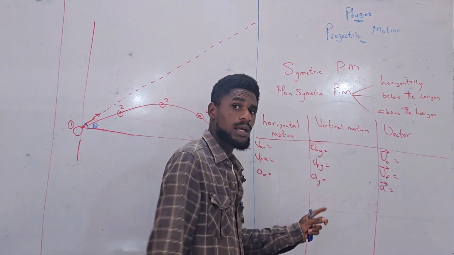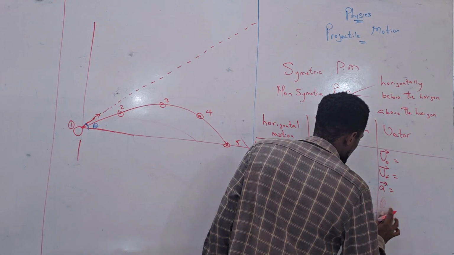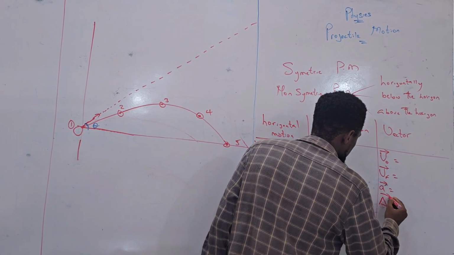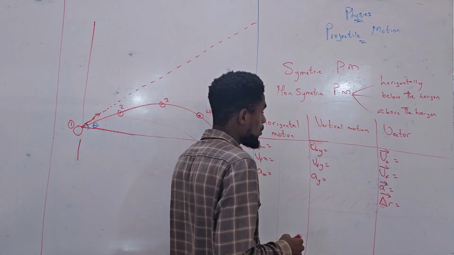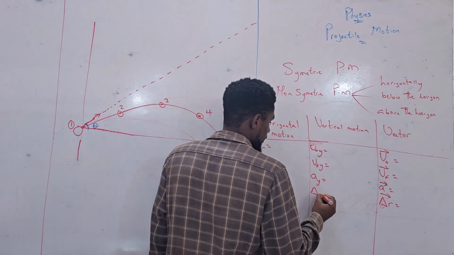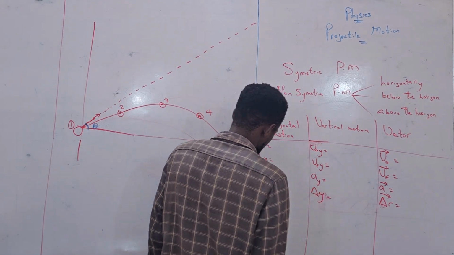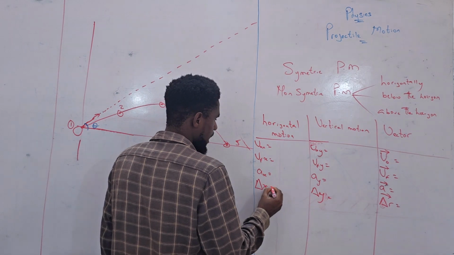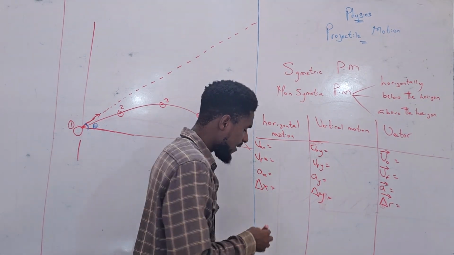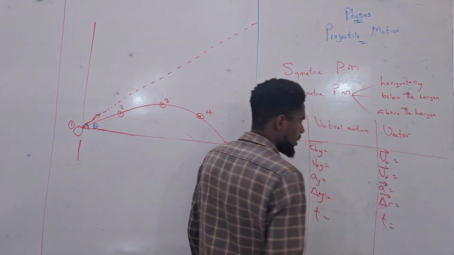Now, the next thing, the position. For position, we can use delta r as a vector. For this one, delta y. For this, delta x. And finally, time, and also time.